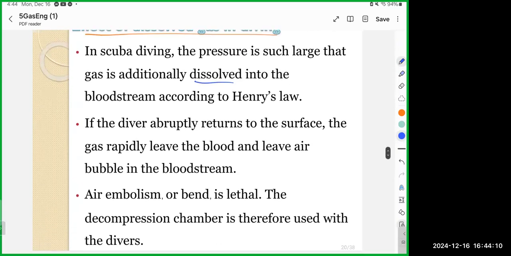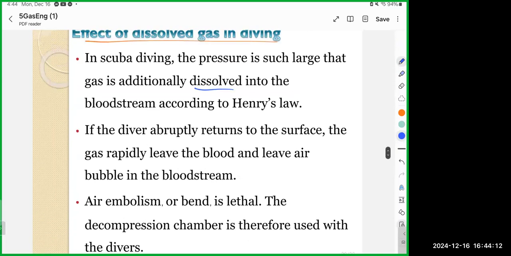Then, if you dive under the water at very low altitude, just slowly go to the surface, because we would like to avoid the gas rapidly leaving your body. Okay.